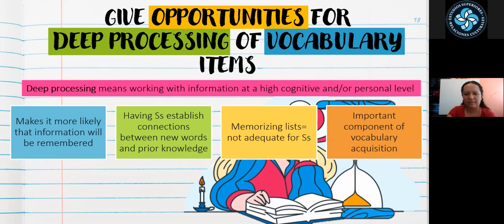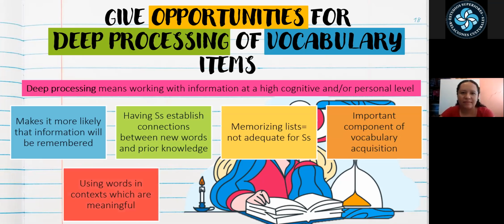And also, we need to consider that at this age, children acquire new words. So this is the best opportunity for you as a teacher to give them real and meaningful information. It means that if you are going to give them a word, it's because they need to work with that word so they can start remembering it after. Using words in contexts which are meaningful, right?